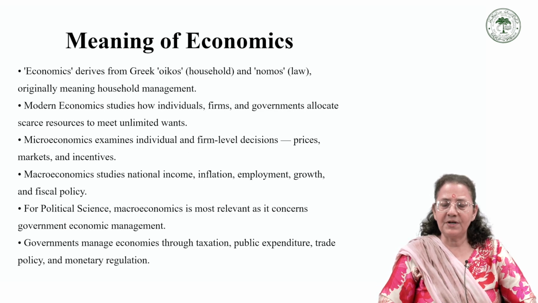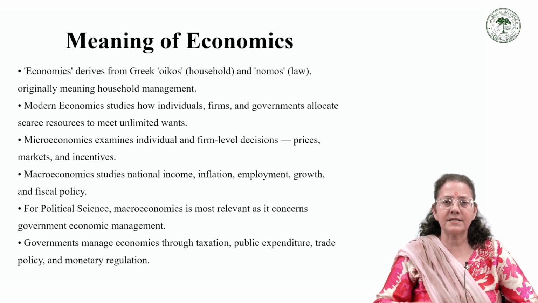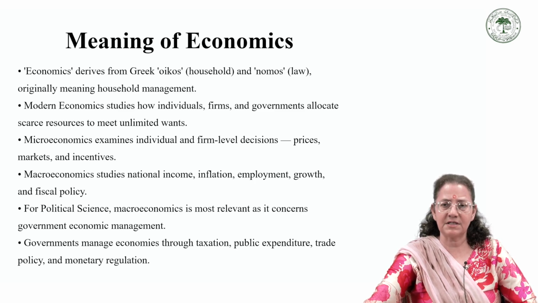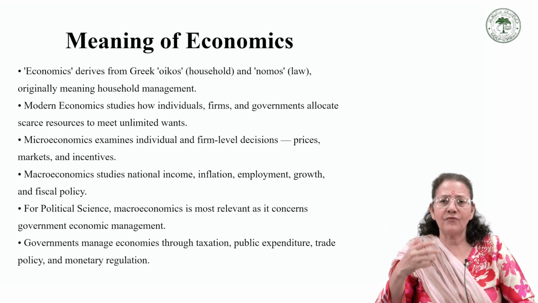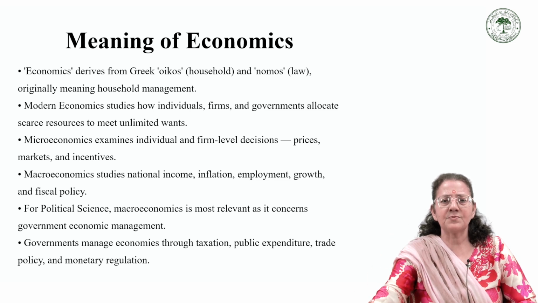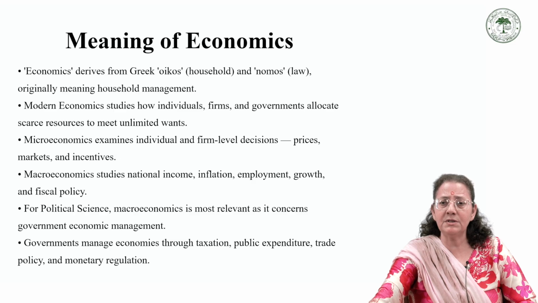Before we examine the relationship between political science and economics, we need to clearly understand what economics means as a discipline. The word economics comes from the ancient words oikos, meaning household, and nomos, meaning law or management. Together, the term originally referred to the management of a household. Over time, its meaning expanded to include the management of an entire nation's resources, or the entire nation's economy. Modern economics is broadly defined as the study of how individuals, households, businesses and governments make decisions about the production, distribution and consumption of scarce resources.